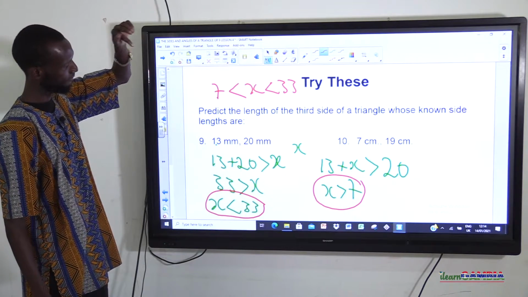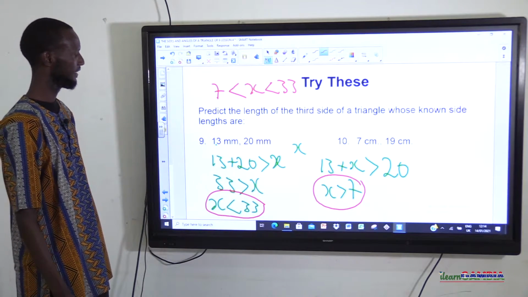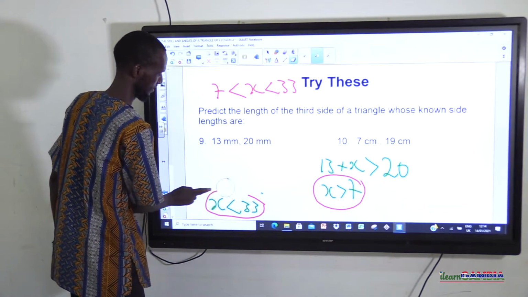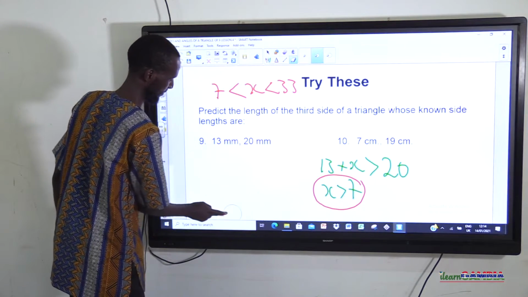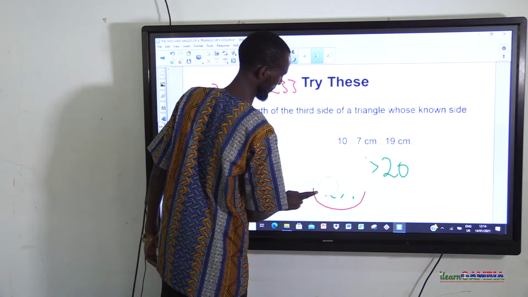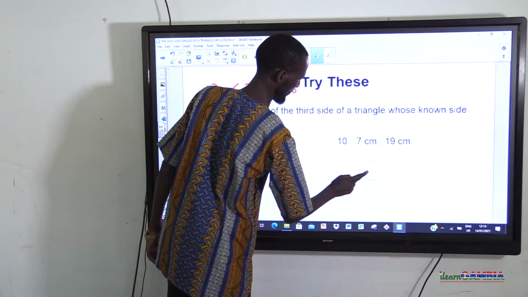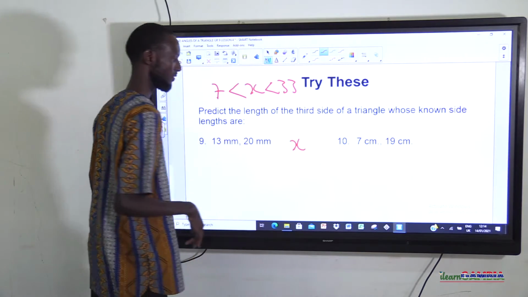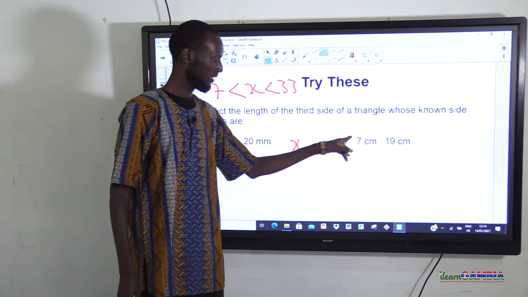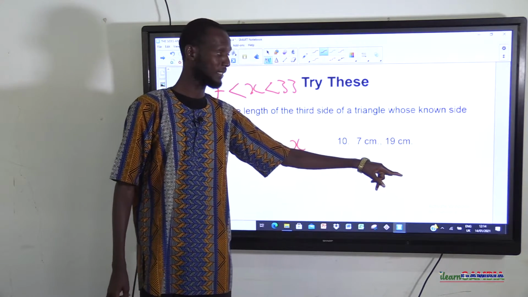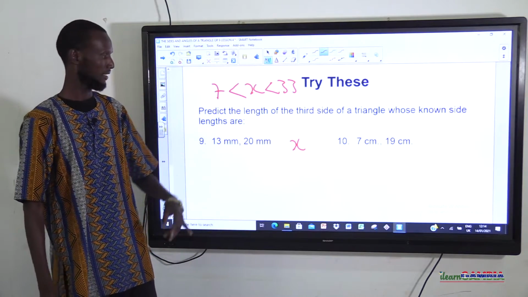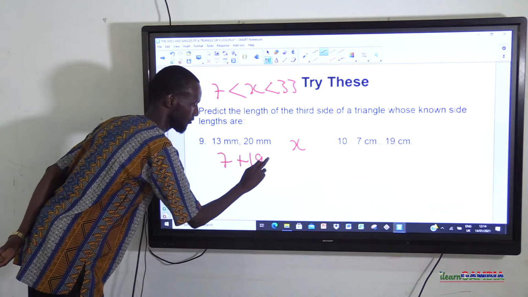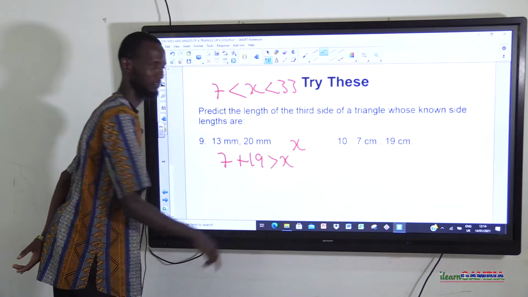Then we can do the same thing for 7 and 19. Let's investigate, or let's try to predict our third side. Now yet again, we assume that our third side is x. We know that if you add the given sides, our answer has to be greater than the third side. Meaning, if you add 7 and 19, that has to be greater than the third side, which is x.